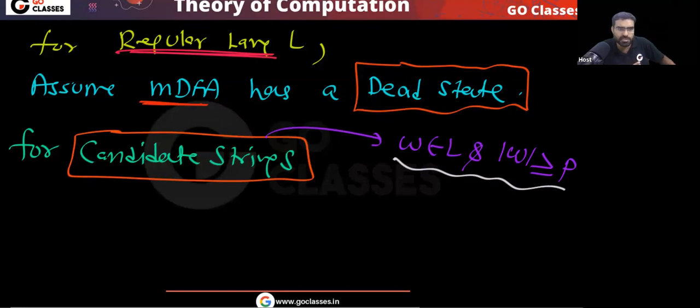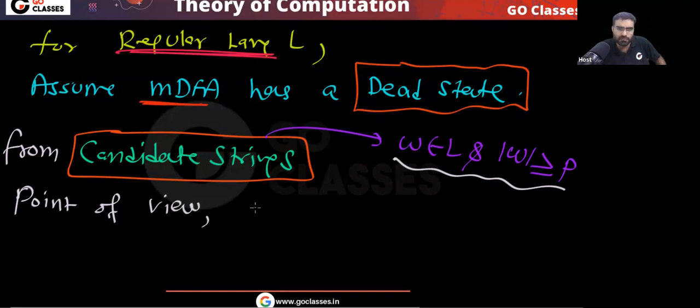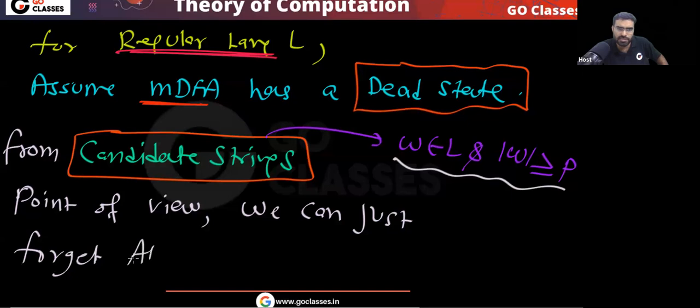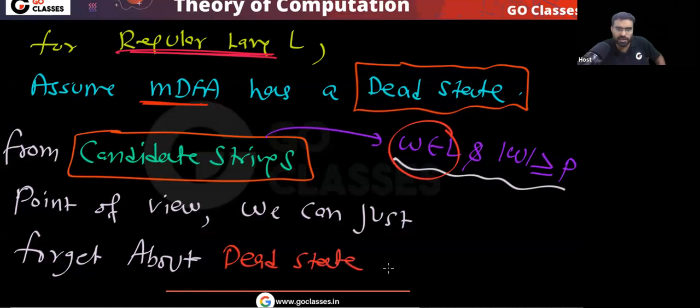So from the candidate string point of view, you can just assume there is no dead state. We can just forget about the dead state. Agree or not? Please tell me. For strings which belong to the language, we can just forget about the dead state, because they will never enter into the dead state.